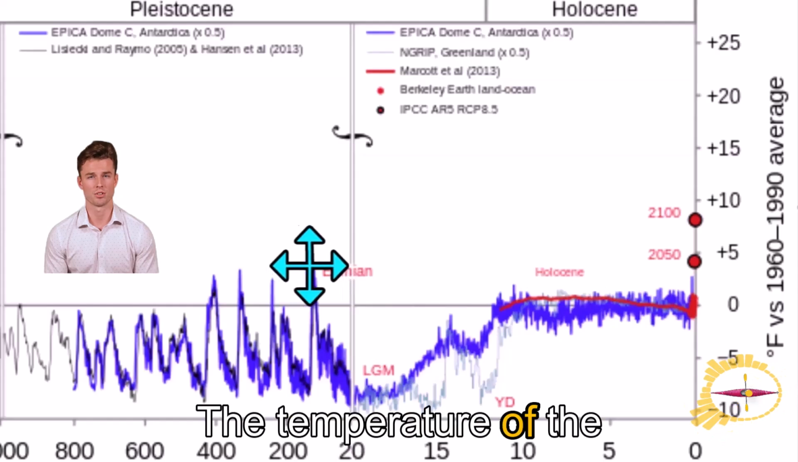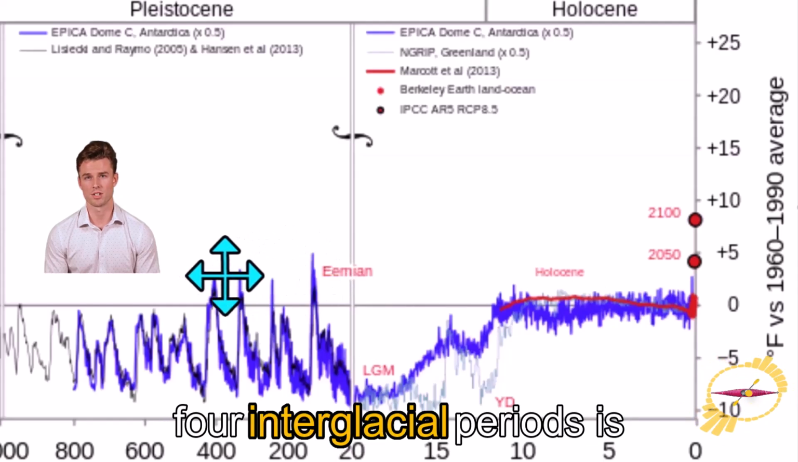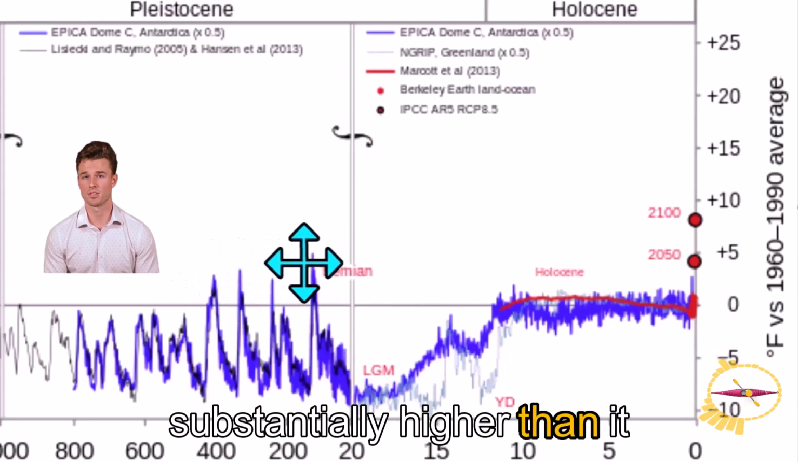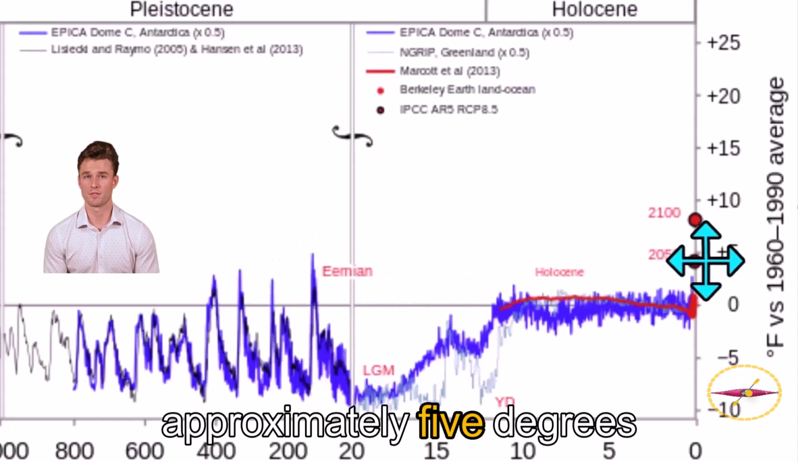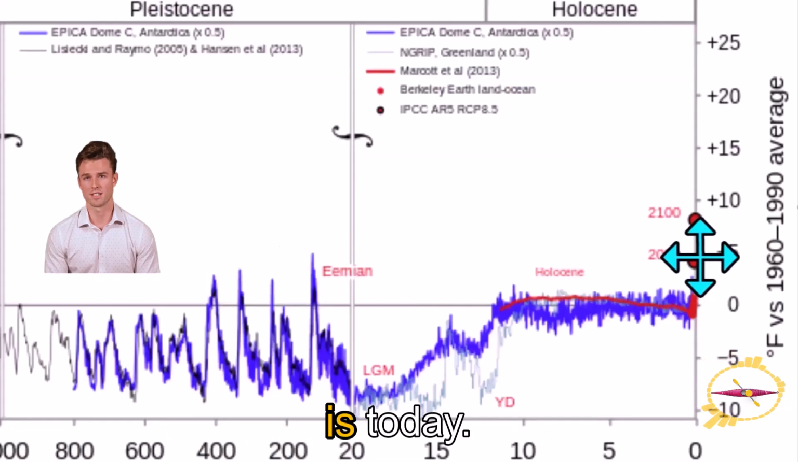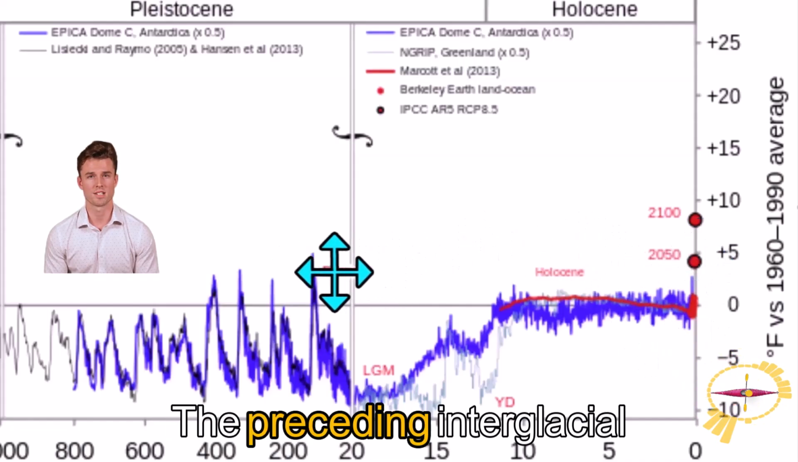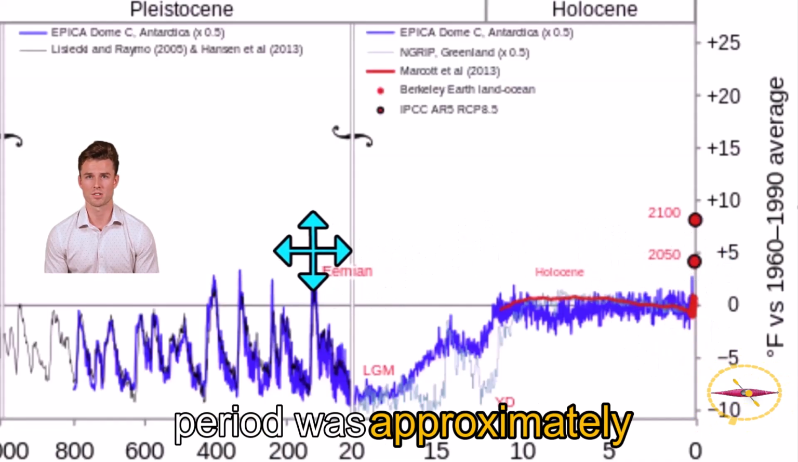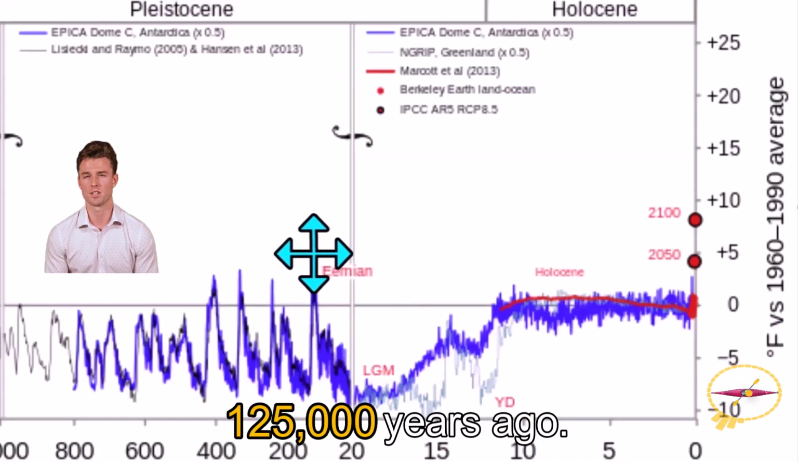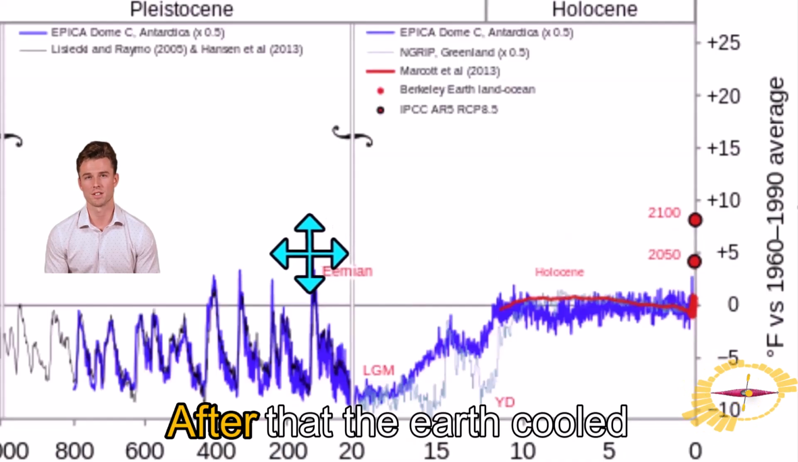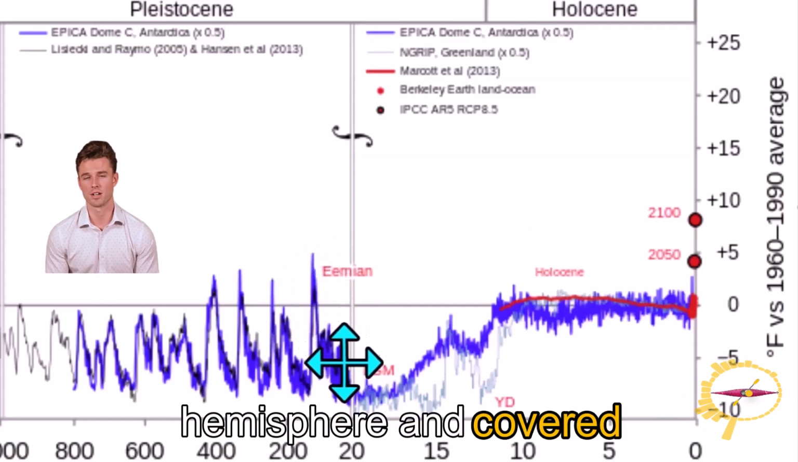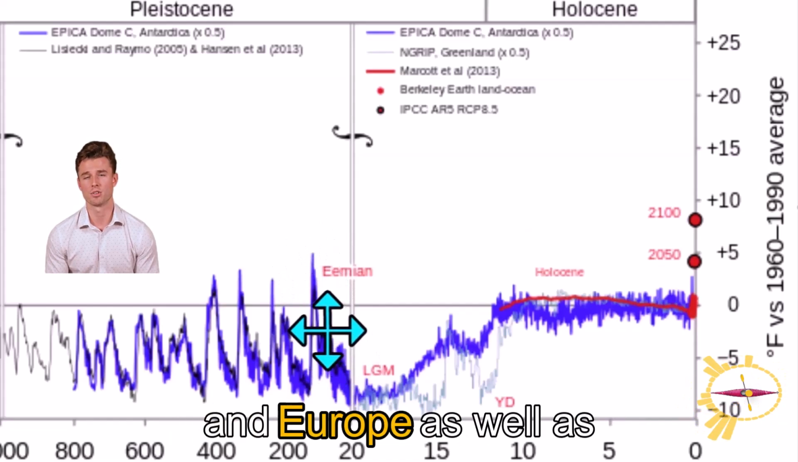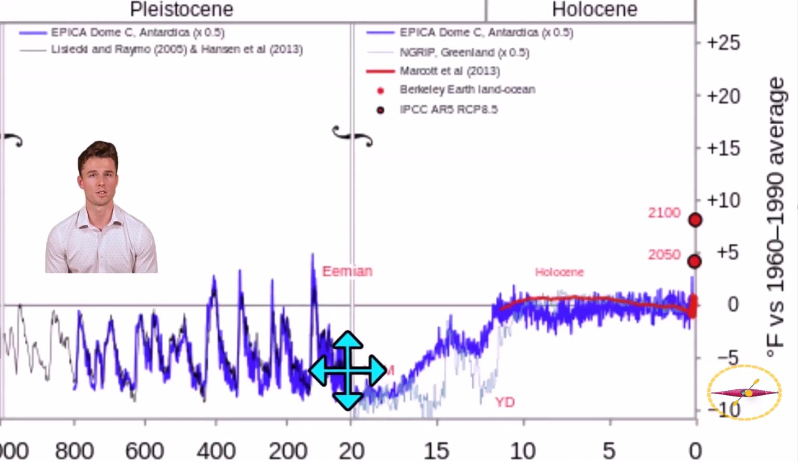the temperature of the Earth during the preceding 4 interglacial periods is substantially higher than it is today. The most recent one was approximately 5 degrees Fahrenheit warmer than it is today. The preceding interglacial period was approximately 125,000 years ago. After that, the Earth cooled and once again glaciers formed in the northern hemisphere and covered the United States, Canada, and Europe as well as other parts of the world.